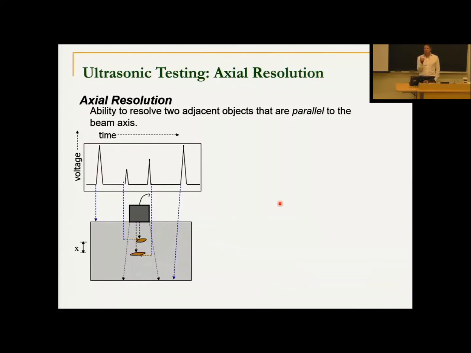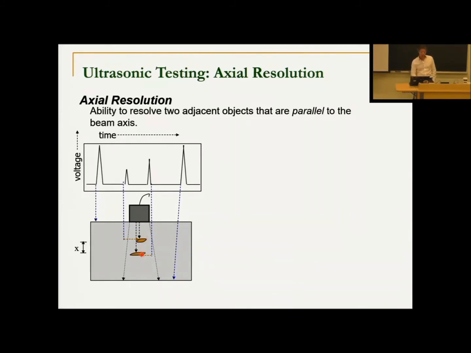Now, I talked a little bit about the resolution, the ability, what's the smallest size that we can find of a defect. And I told you it depends on the wavelength, right? Smaller wavelengths can see smaller things. But I want to have a bit more detail on that. We have two kinds of resolution. One is axial resolution. First of all, can you see this defect?